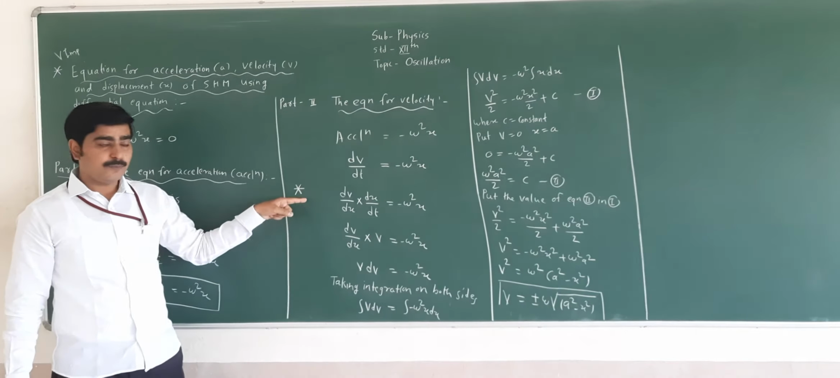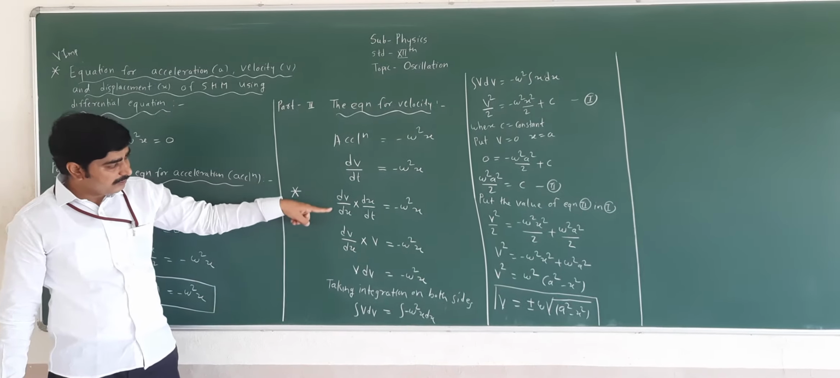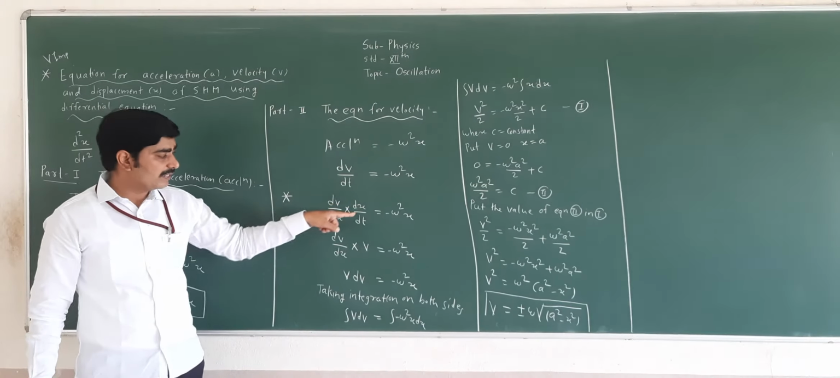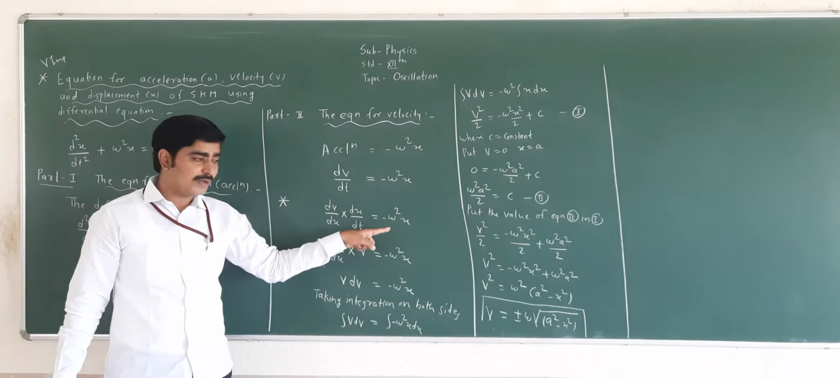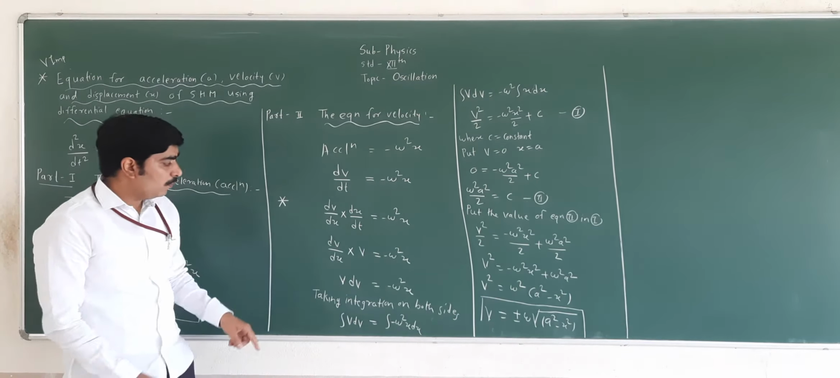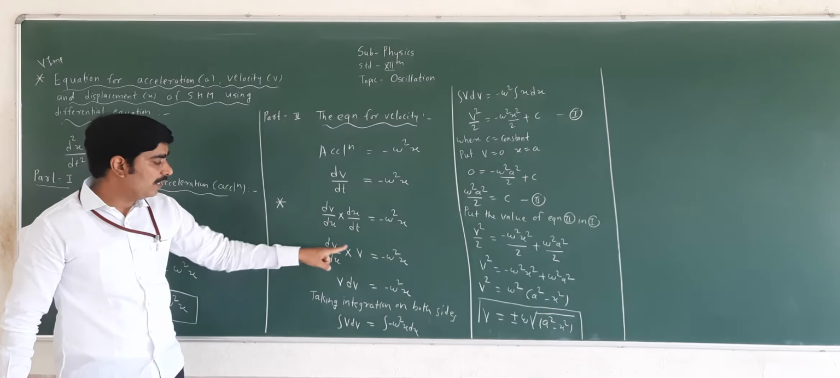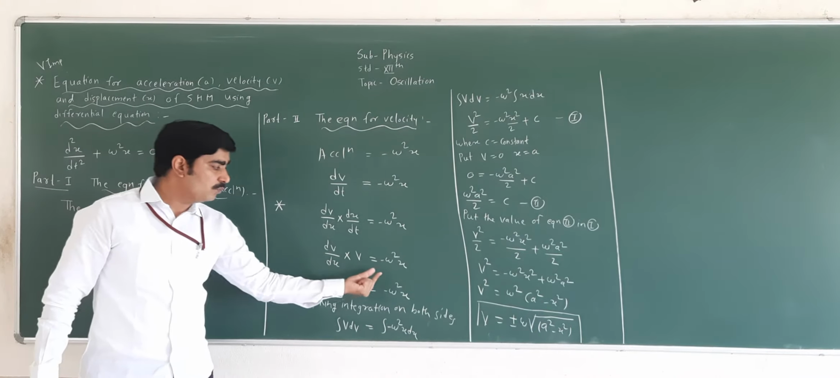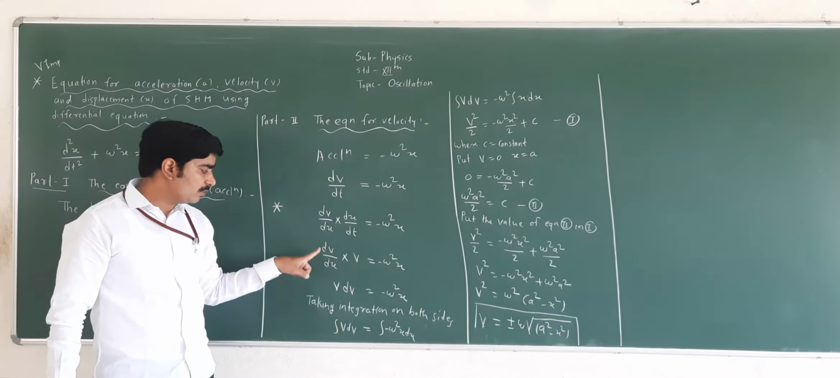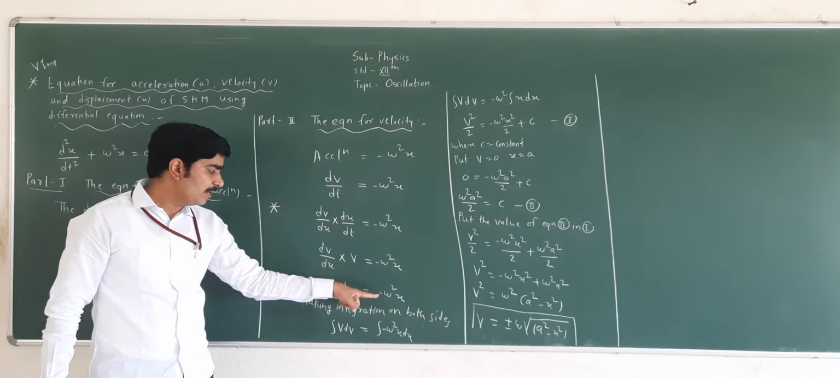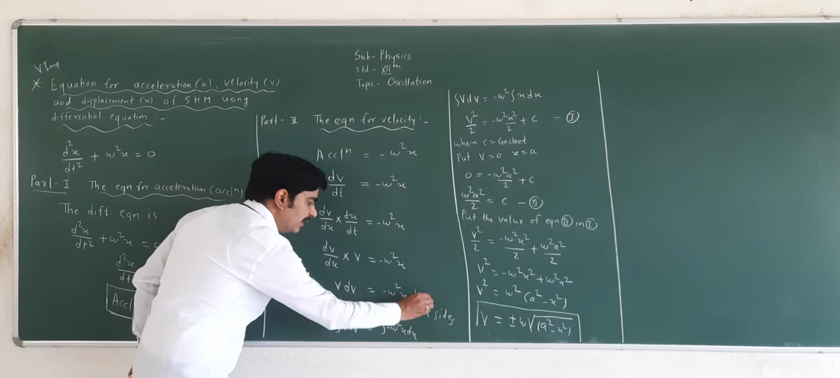Now this step is very important. So I have written the star marks here. Divide by dx and multiply with dx. So dv upon dx multiplied by dx upon dt is equal to minus omega square into x. Now dx upon dt, displacement upon time, is equal to velocity. So v dv upon dx is equal to minus omega square into x. Now do the cross multiplication. So v into dv is equal to minus omega square x into dx.